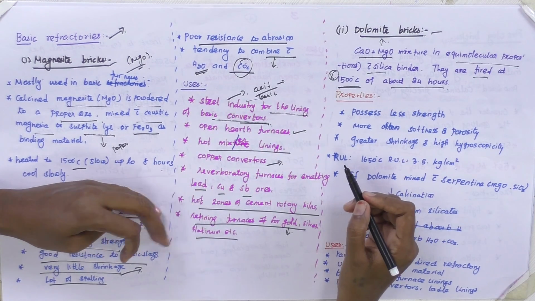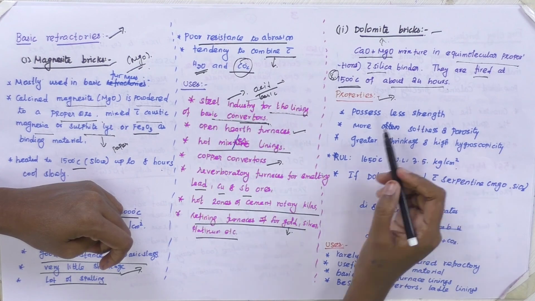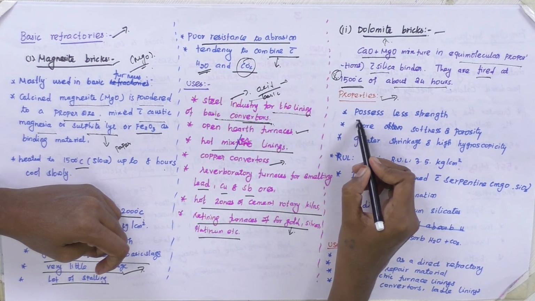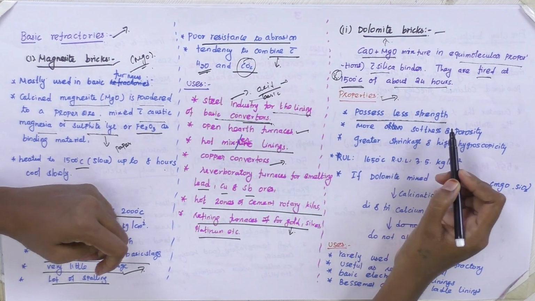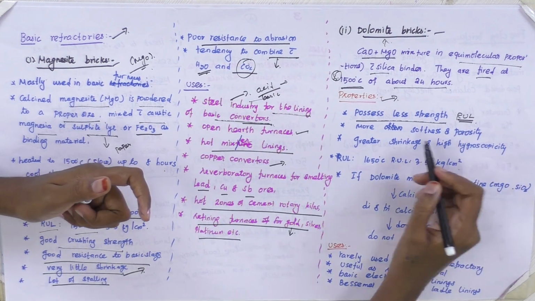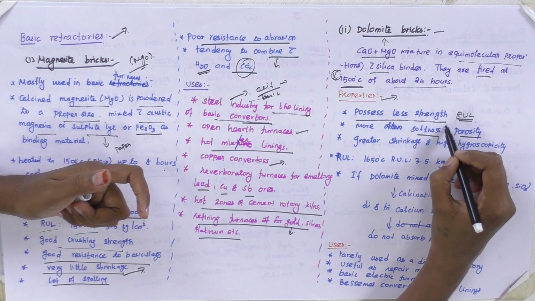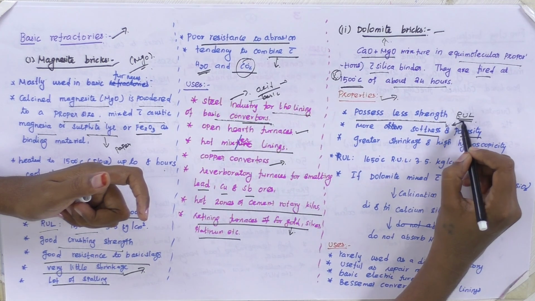And next we are moving to the properties of dolomite bricks. Dolomite bricks possess less strength, that means a low RUL, and they have more softness and porosity. If softness is higher, then RUL is lower.